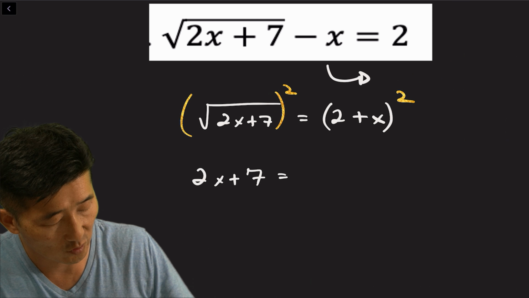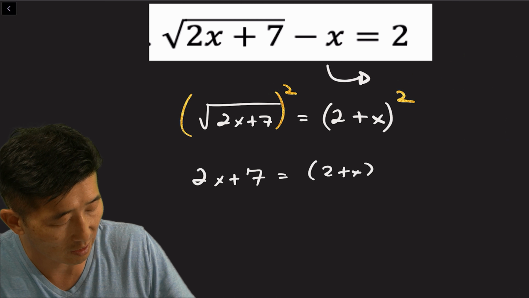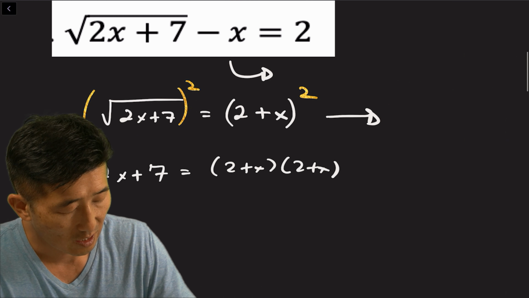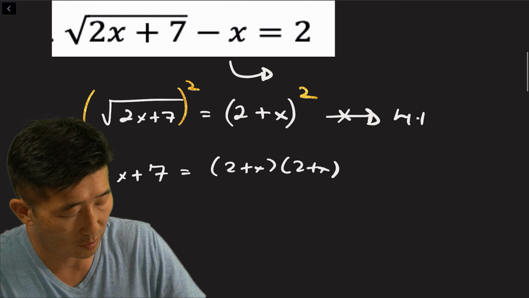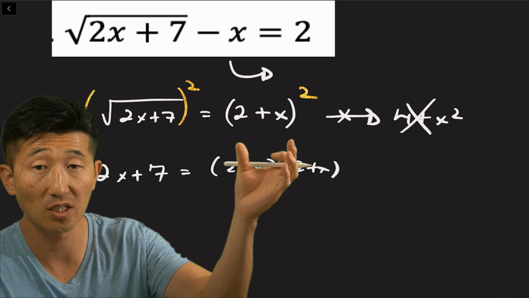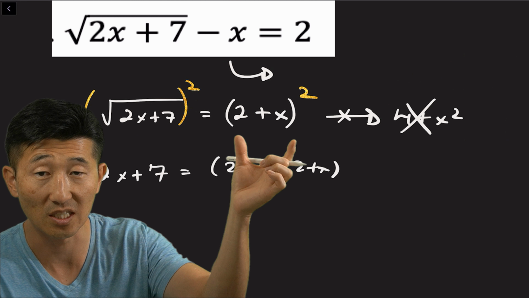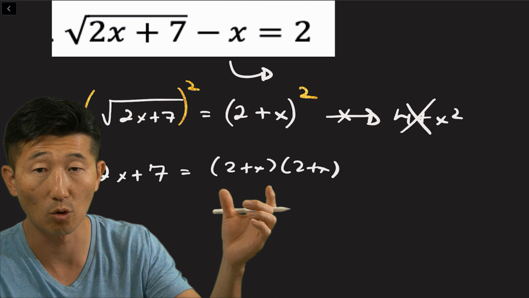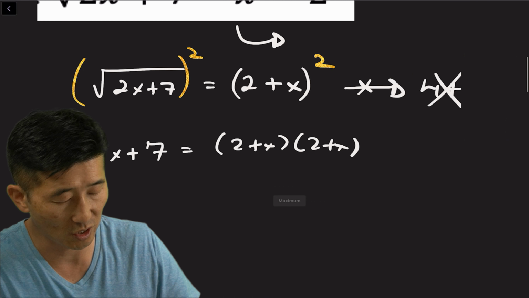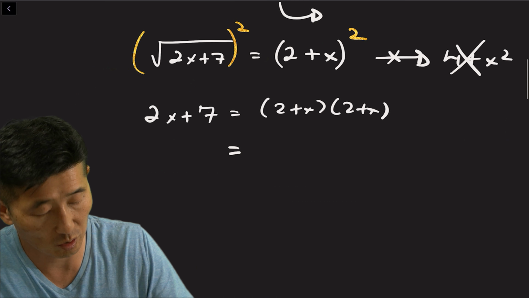And here you have to make sure you distribute it out like this. Now, some students make the mistake of doing something like 4 plus x squared. This is actually wrong, okay? When a parenthesis is squared, the whole parentheses is being multiplied by itself again. So that's why you have parenthesis times parenthesis, and you have to distribute each of them out.